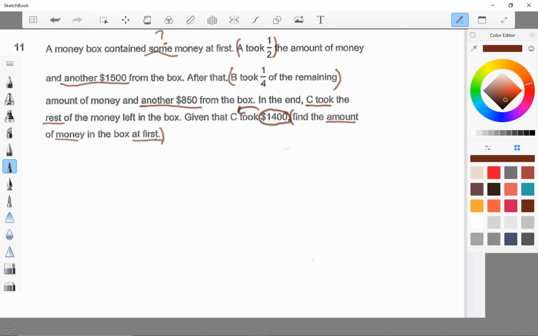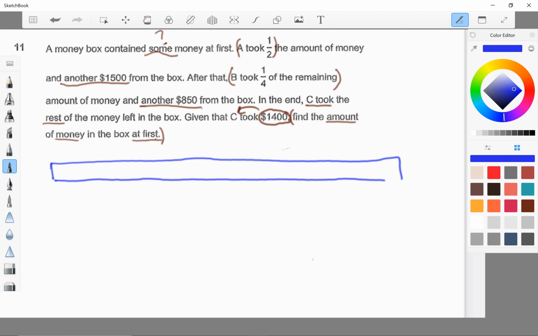So for a question like this, it'll be very helpful if I'm actually able to draw a model. Model drawing is very effective, so let me show you how to do it. A took half the amount of money. So I would like to draw a long rectangle, as long as I can possibly handle, and I will halve it. I will cut it into two. It need not be very accurate so long as it works good enough.